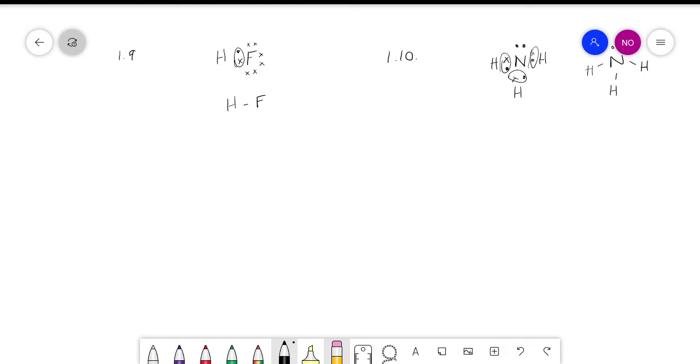Now, right at the bottom, it says quick facts. You need to know that beryllium is happy with only 4 electrons in its valence energy level.